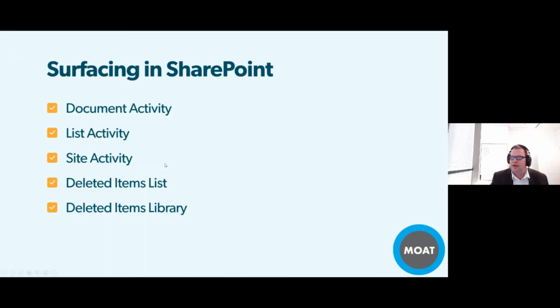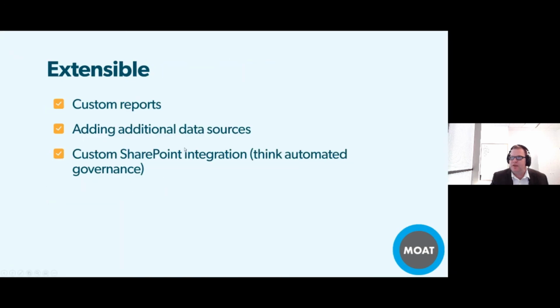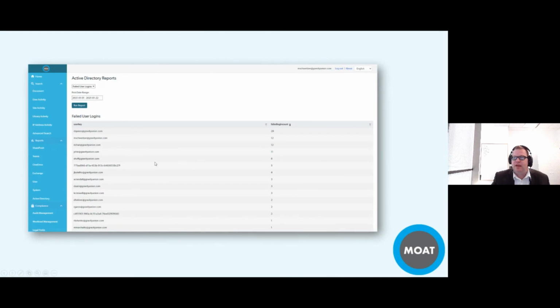Cool, thanks, Jazz. Yeah, again, the SharePoint activity is extensible. So you can do custom reports. You can add additional data sources. So if you wanted to start also collecting information from SAP or network file storage or other applications or custom applications that you've built, you'd be able to pull that data into Azure Cosmos DB and then do reporting on that, as well as any kind of custom integration. So you might be able to do some automated governance if you wanted to automatically delete sites that had low views.